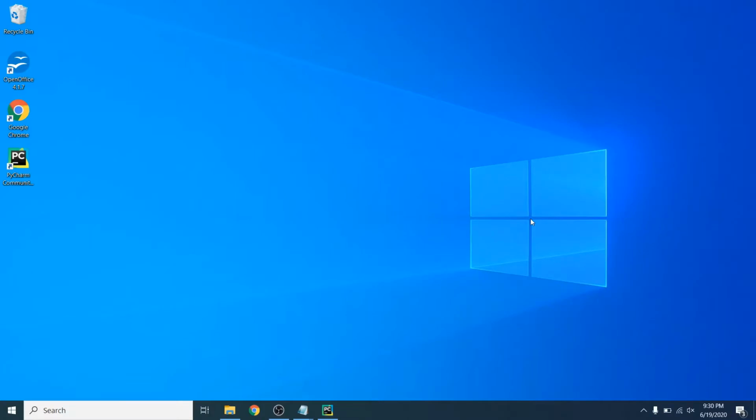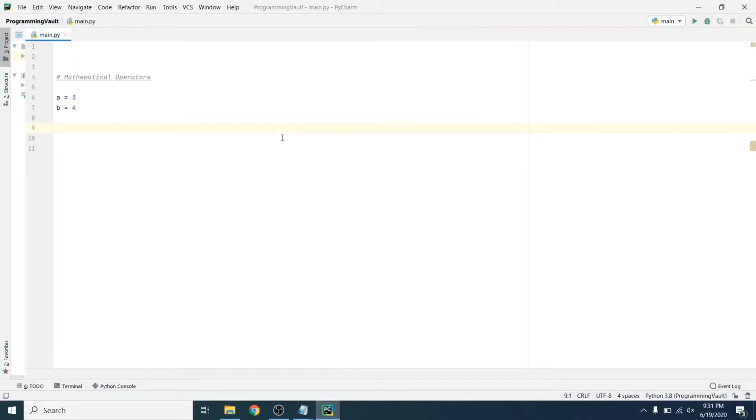Today we want to talk about all the mathematical operators that are included in Python. There are a good bit of them, and we need to go through them just to make sure that we fully understand them. There's more operators that we'll get to later, but for right now we're going to cover the mathematical operators. So I've already got PyCharm loaded up, and I've got the Programming Vault project loaded, and I've already got some variables set up as well that we can use today in going through and practicing all these mathematical operators.